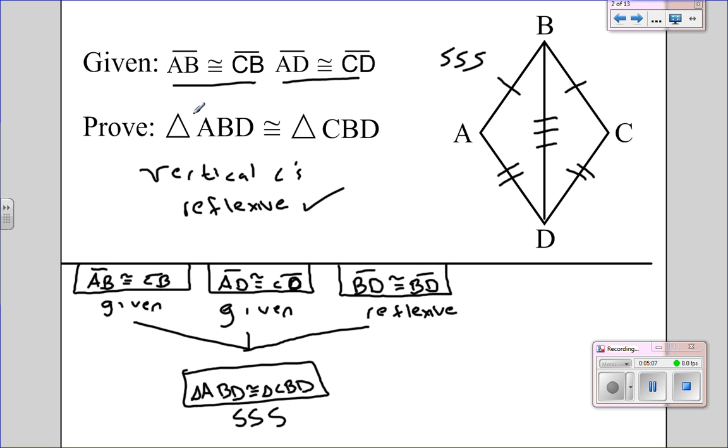So the last box should always be a straight copy from what it says prove, and you put your reason below it.